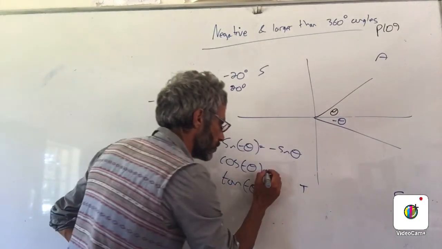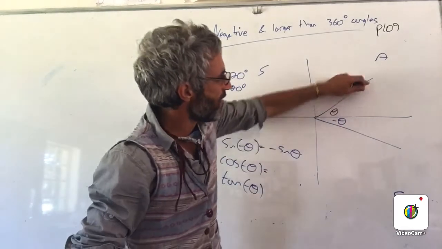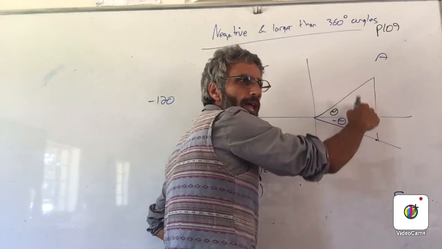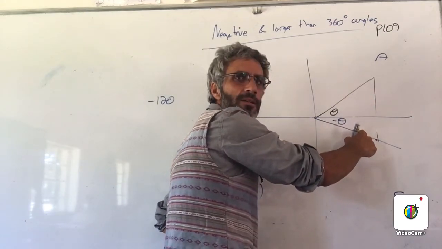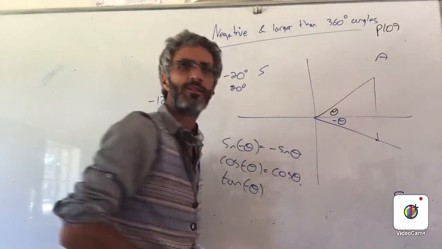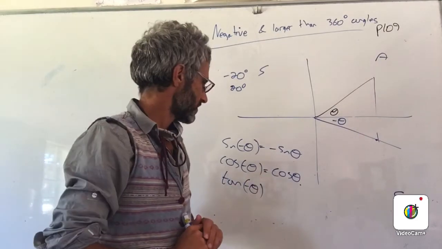Okay, let's move on to cosine. If you compare these two, cosine is positive here. What happens to cosine here? It's still positive. So we just write cosine theta. Is this the only three we have to learn? Yes, that's it.